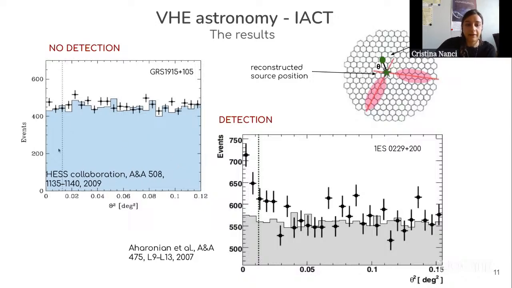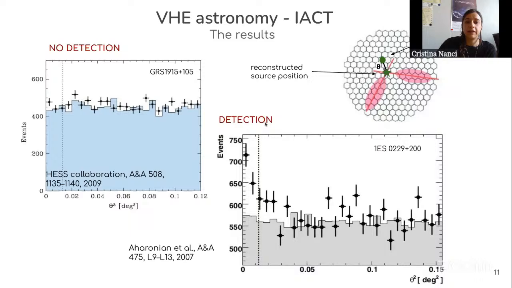And these events are plotted against the theta square parameter, that is the distance between the reconstructed source position, the one that we get from our analysis, and the true source position in the sky. So when we have no detection, both the signal and the background are randomly distributed, while when we have a detection, most of the signal is close to the true source position.